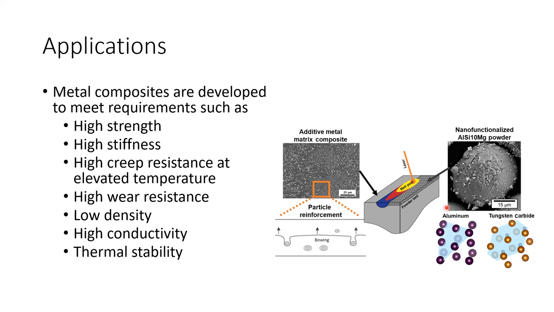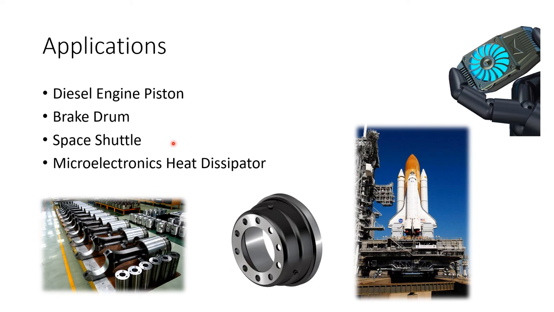This is just showing you the metal composite and your particle reinforcement, and that area is the one that you see under the microstructure right there. So what are we using? We're using a diesel engine piston. That's really big for the automobile, so that's got to be the drivetrain, looks like. And then the brake drum, your space shuttle, and then your microelectronics. This is a heat dissipator in your phone.